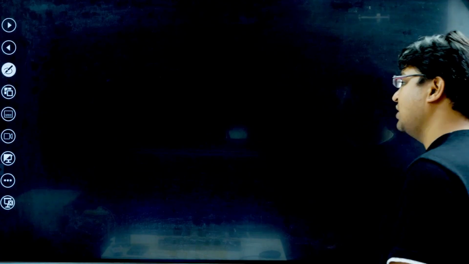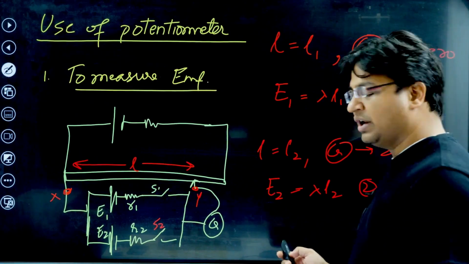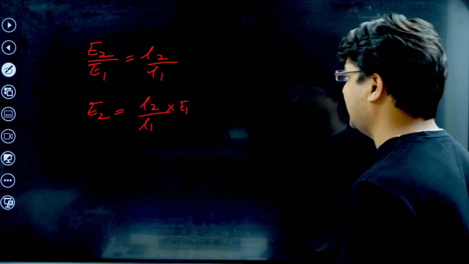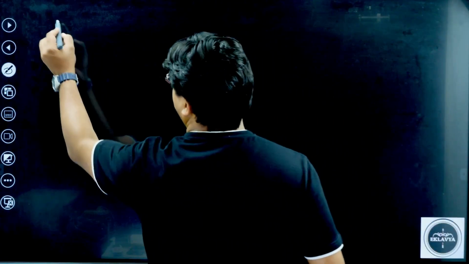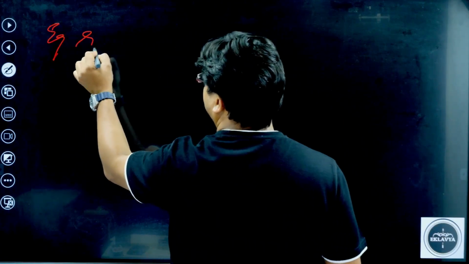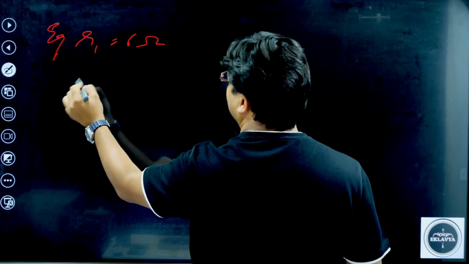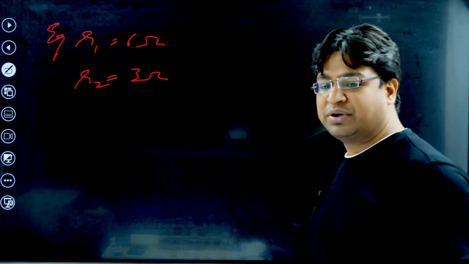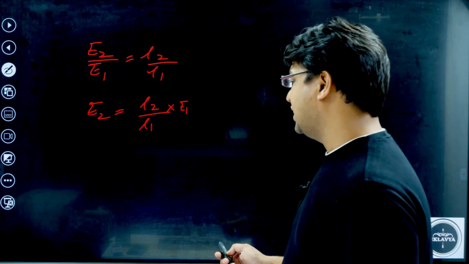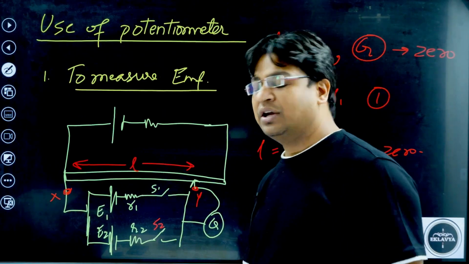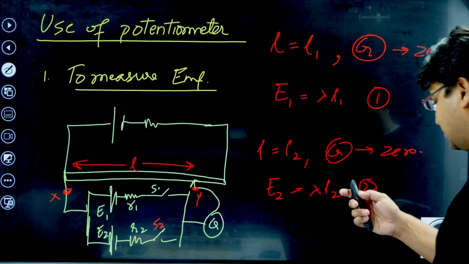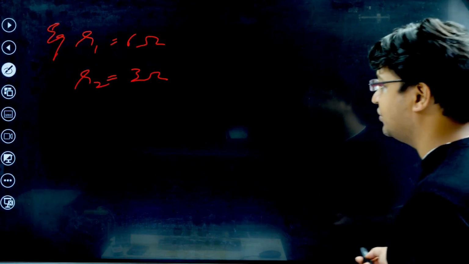Now, in the same situation, let me modify and ask you a question. Suppose R1 is given to be 6 ohm and R2 is given to be 3 ohm. Then we have closed S1 and S2 together. Can you tell me the location of the null point, where the null point will come? Try this question out, everyone. You can pause the video and try.